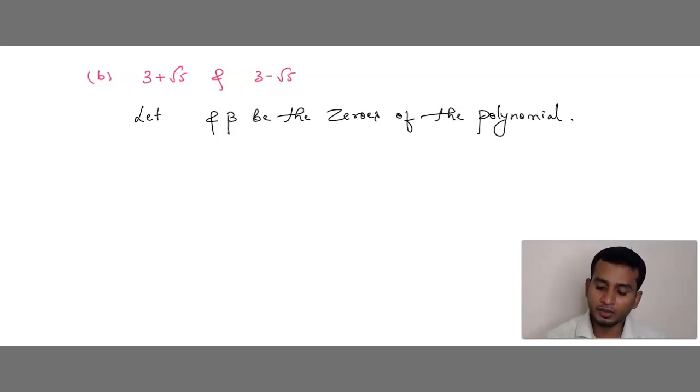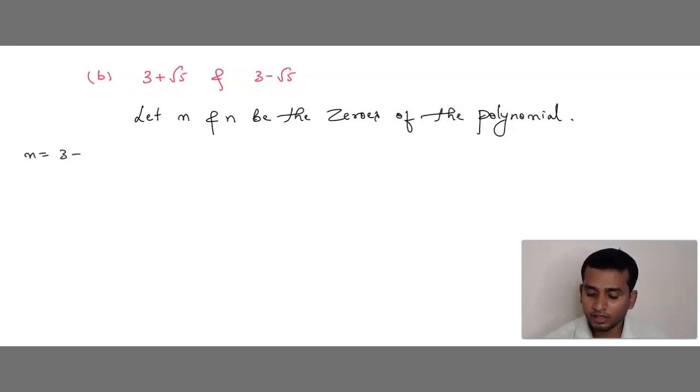Sir, I don't want alpha beta. Can I take some other symbol, sir? Yes, you can, of course. Let me take m and n only. No problem. Let m and n be the zeros of the quadratic polynomial. It's not that alpha beta is compulsory; you can use any symbols. Okay, I'm trying with m and n also. Let's see how it will be.